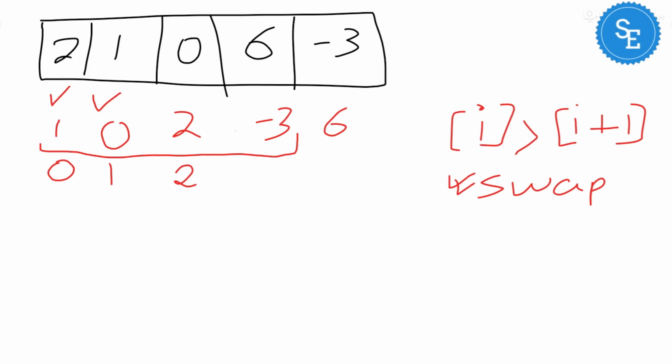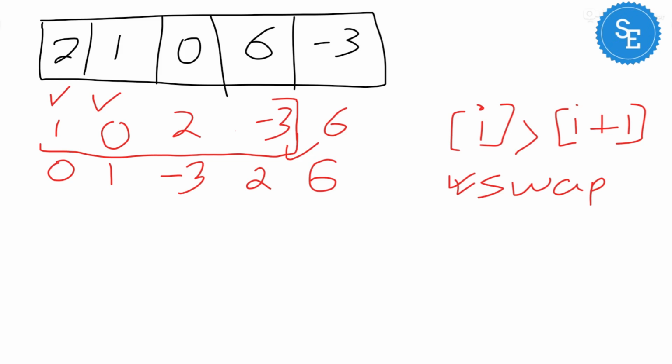We compare 2 and minus 3. We see 2 is greater than minus 3. Yes, so a swap is required here. We will copy the value of 2 to minus 3's place and we'll put minus 3 here. So what we can see from this array is that till minus 3, the maximum was 2 and it has reached its final position, and 6 will remain in the same position. We are only considering till this part.